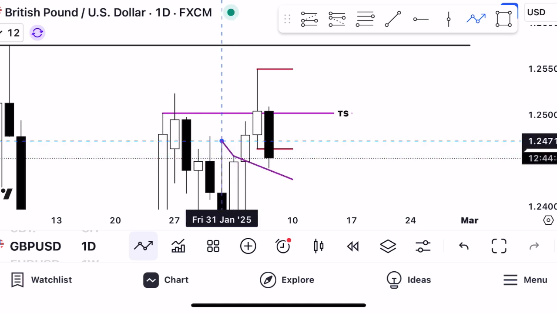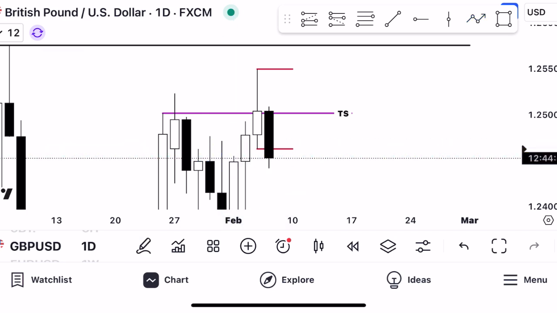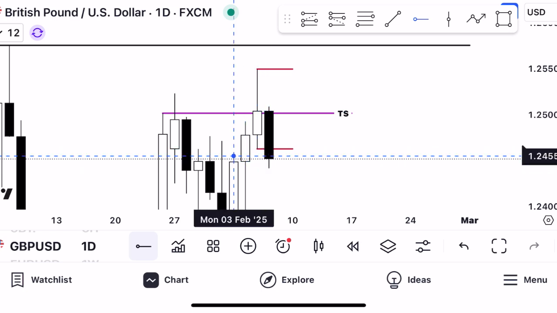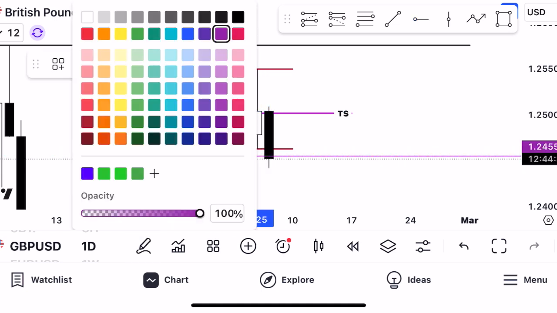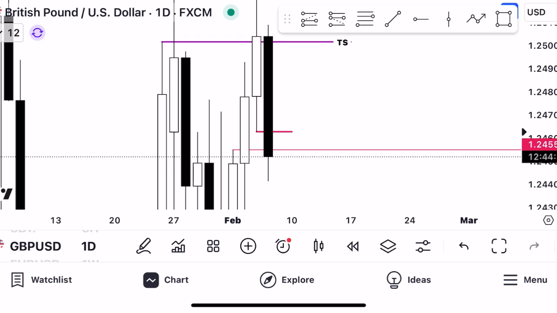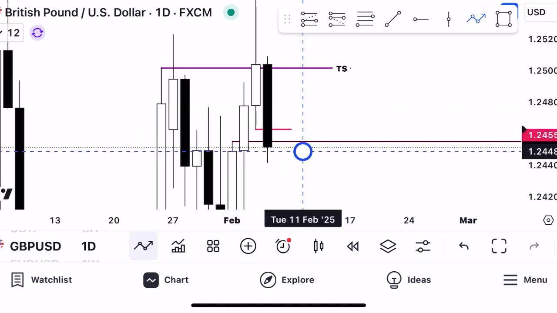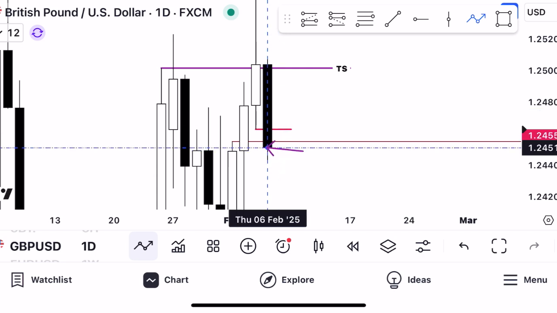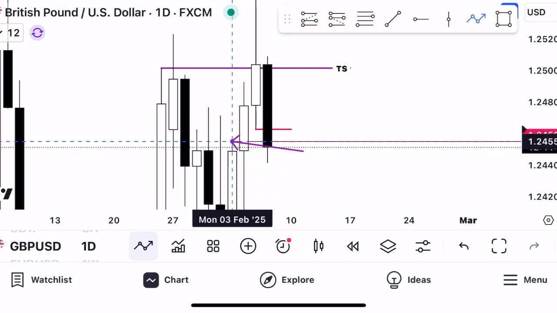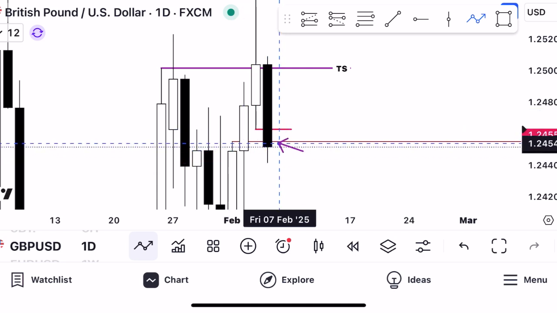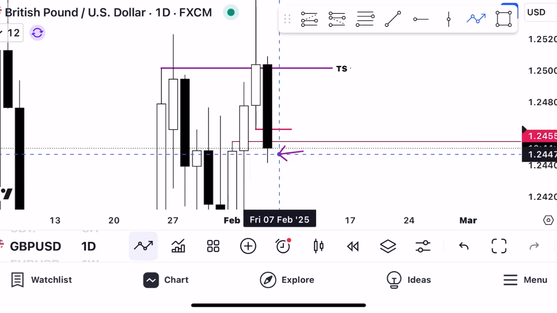So this is an FVG over here, which you could see here. This is an FVG. Today's daily has tapped into this FVG, and it has to move up. It has to push up if it is going to respect this FVG.